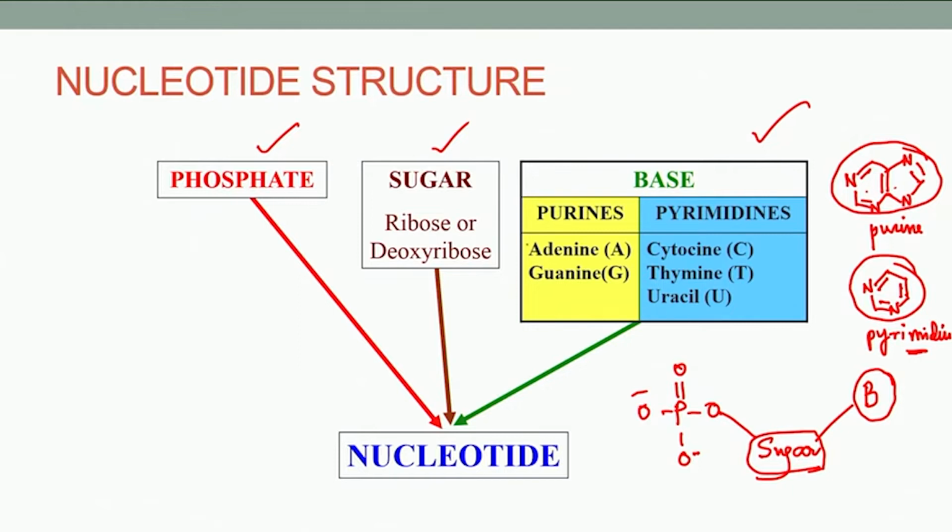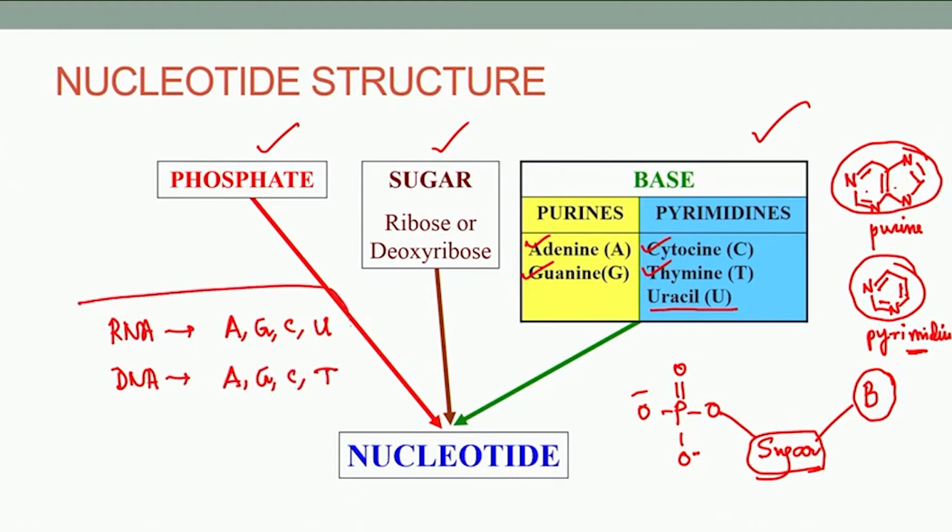deoxynucleotide, the bases are adenine and guanine, and the pyrimidine bases are cytosine and thymine. They are written as AGCT, whereas in RNA, instead of thymine you have uracil. So, RNA has the bases A, G and C, U, whereas DNA has bases A, G, C, T. Okay. Now, I will show the structure of the bases, that is very important.